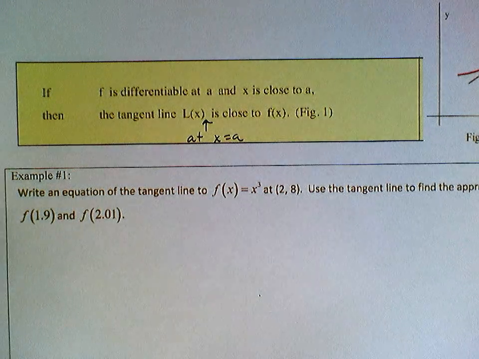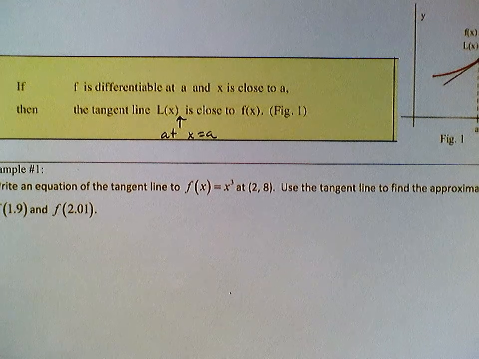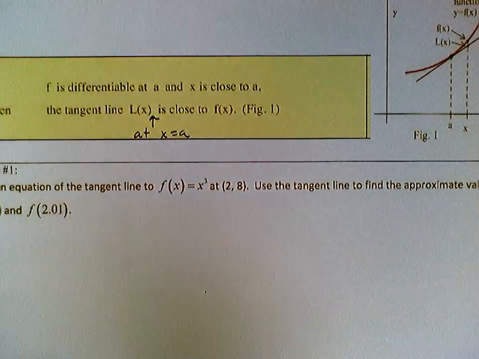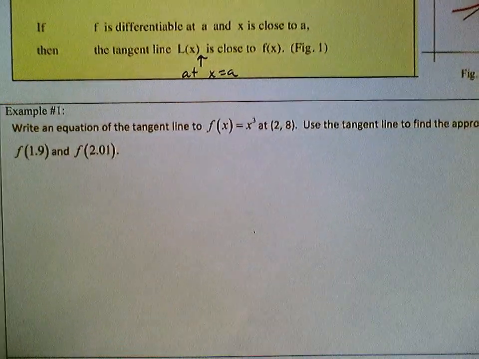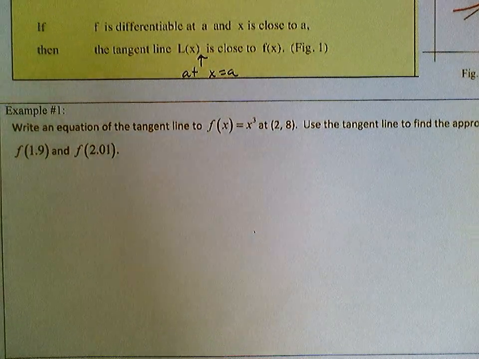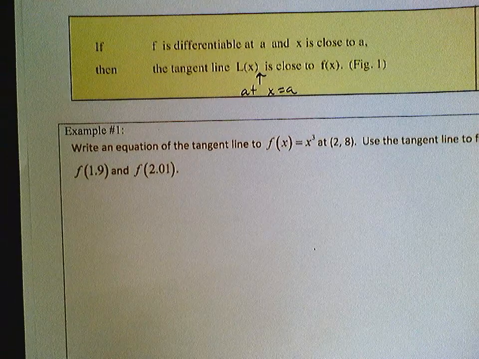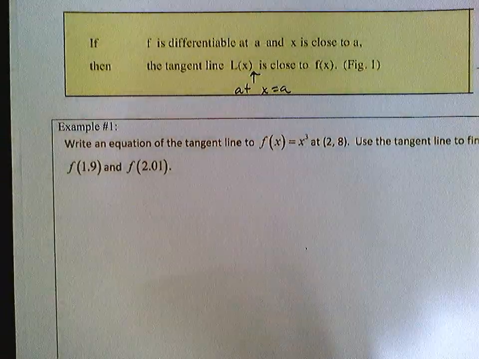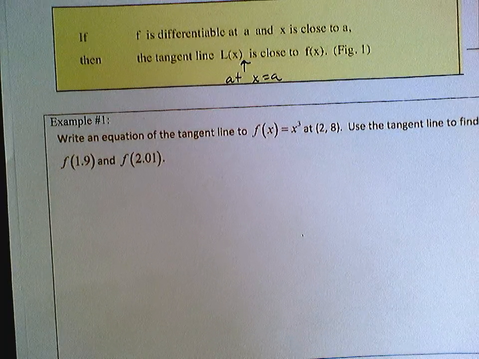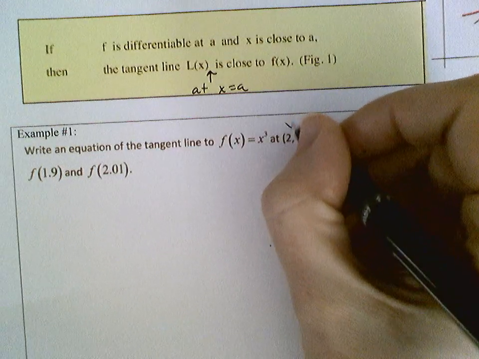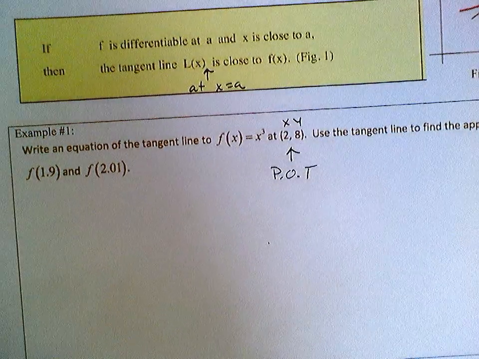So example number 1, write an equation of the tangent line to f of x equals x cubed at (2, 8). And then after we do that, we're going to use the tangent line to find the approximate values of these numbers here. Okay, guys, so the first thing I'm going to do is say to myself, well, if I'm writing the equation of a line, or in this case the tangent line, I need to know the point of tangency, which is (2, 8) right there. So this is the point, I'm going to say POT, which means point of tangency.